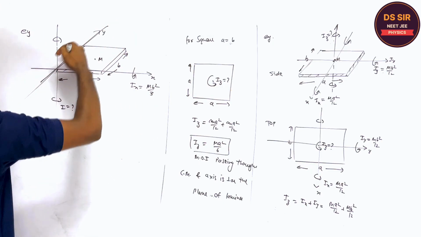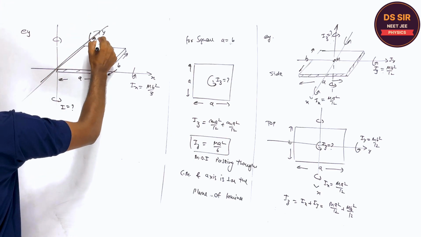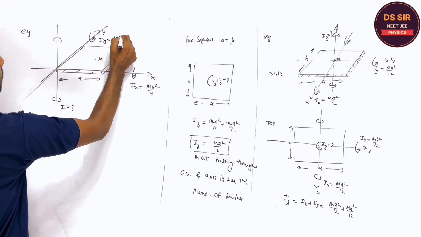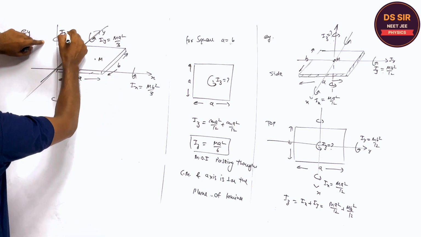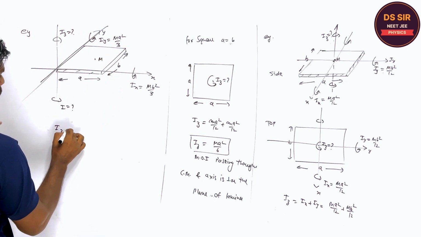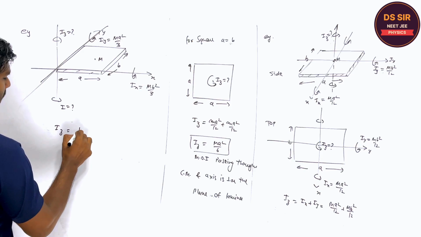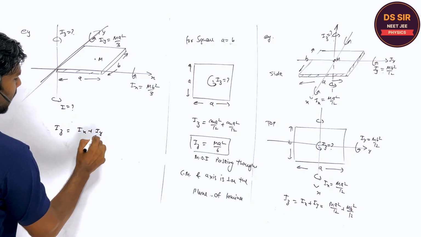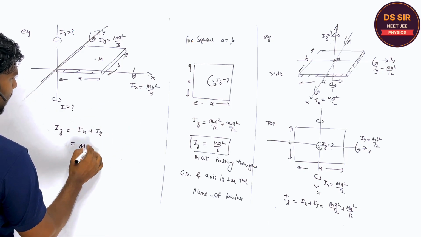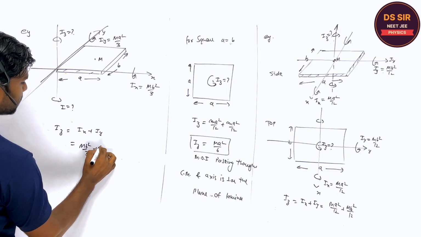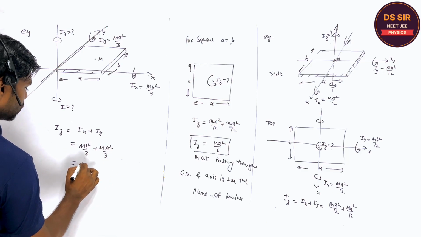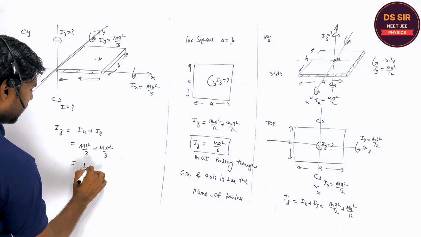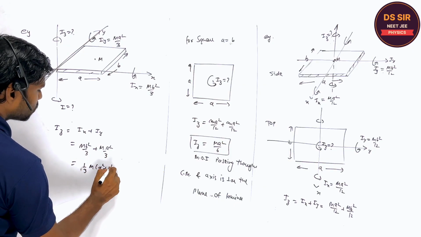And if you rotate about this axis, what is the moment of inertia Iy? Say ma square by 3. Now the Iz you have to find. So what is the perpendicular axis theorem? Iz is equal to Ix plus Iy, which is mb square by 3 plus ma square by 3. Right, the masses are same. So 1 upon 3 m(a square plus b square).